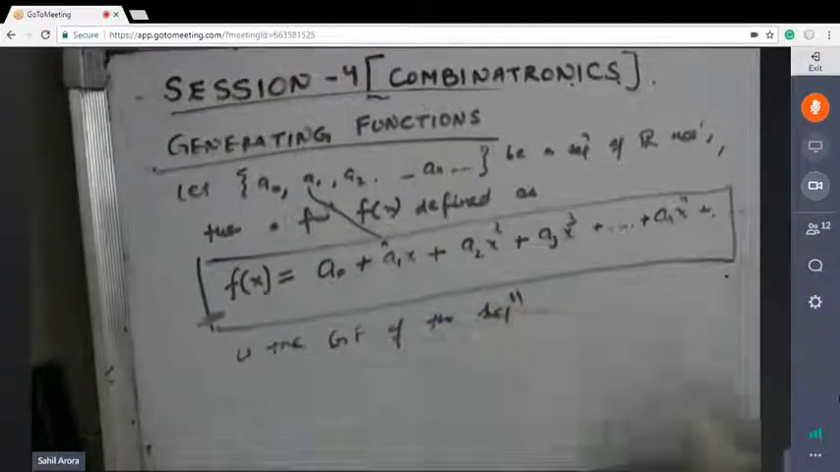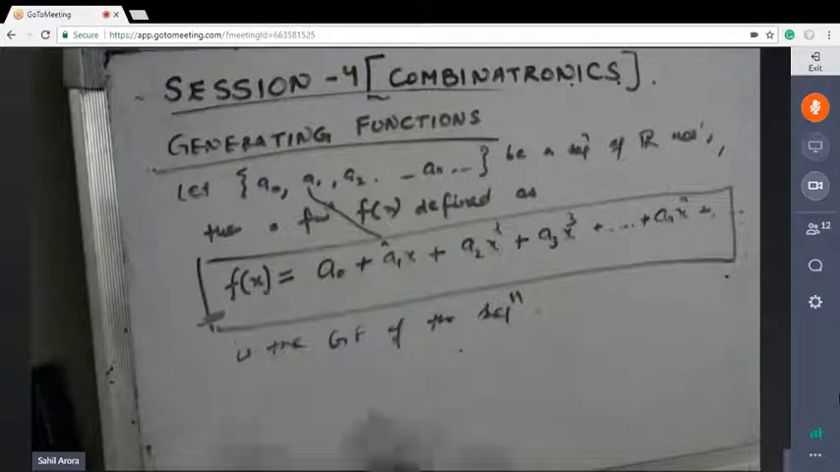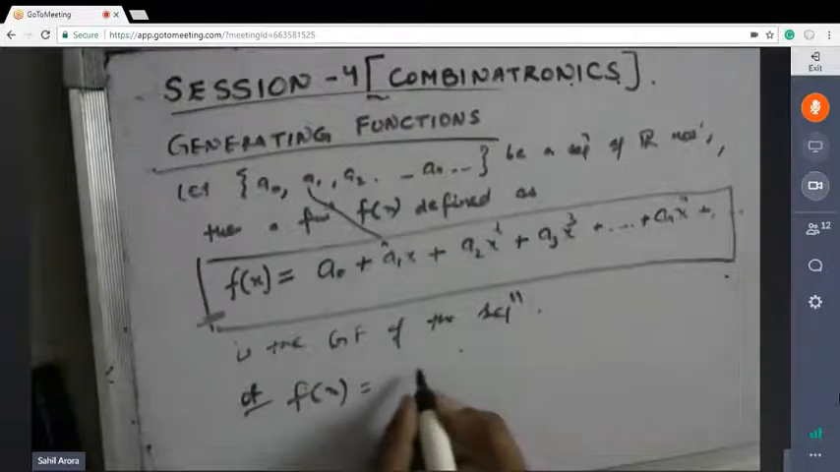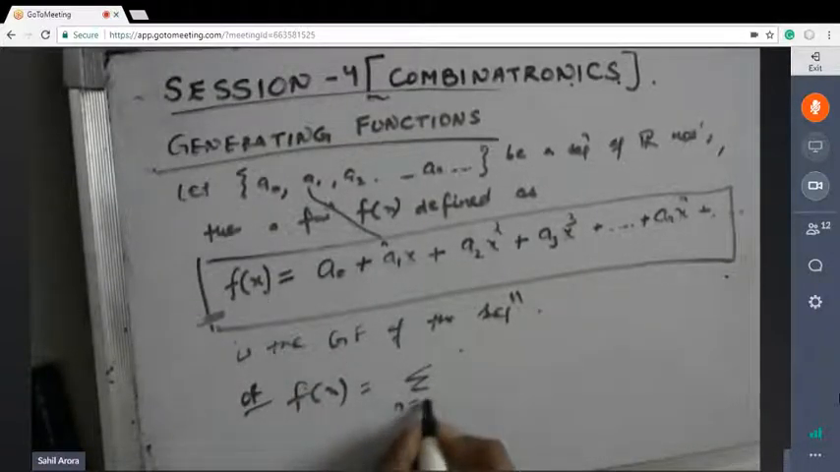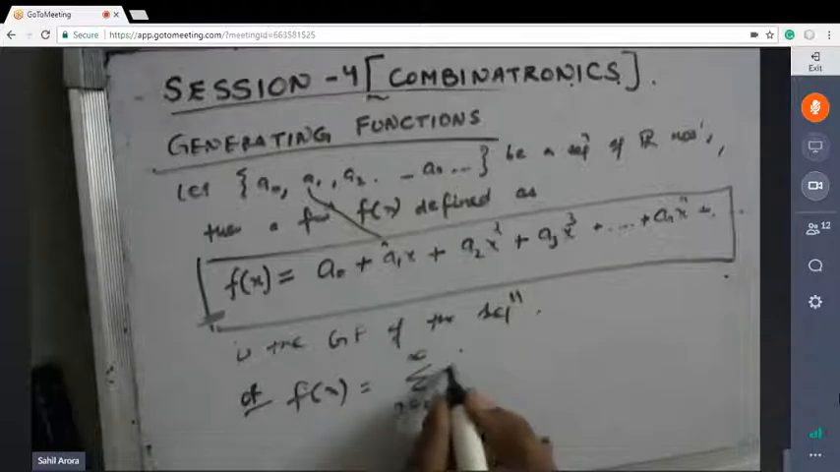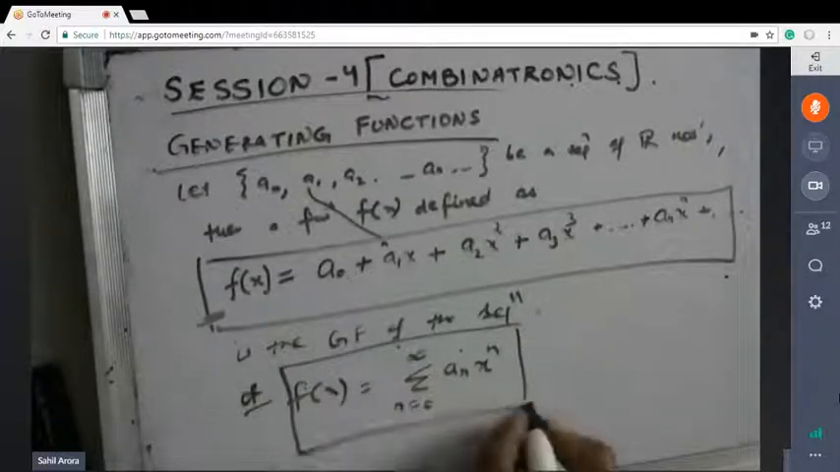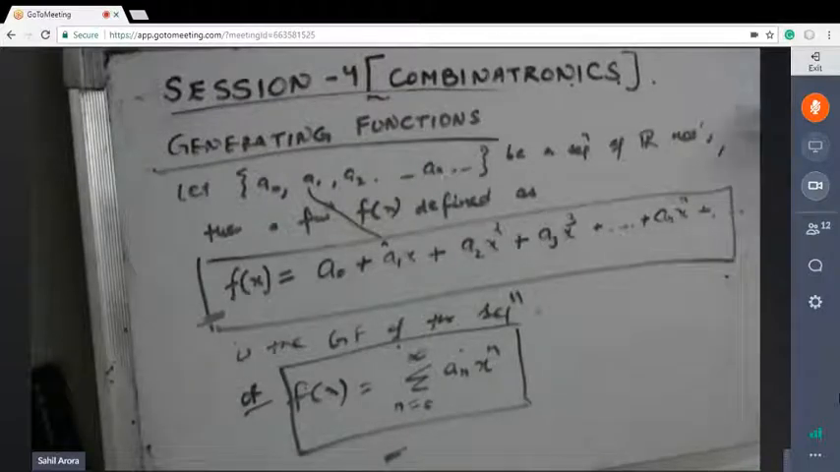Generating function of the sequence. I think this is right. Now this is very huge, so I can also write it in a compact fashion. We can write f of x as the summation n going from 0 to infinity of a of n into x to the n. So this is the basic fundamental concept that we need to know about generating functions.